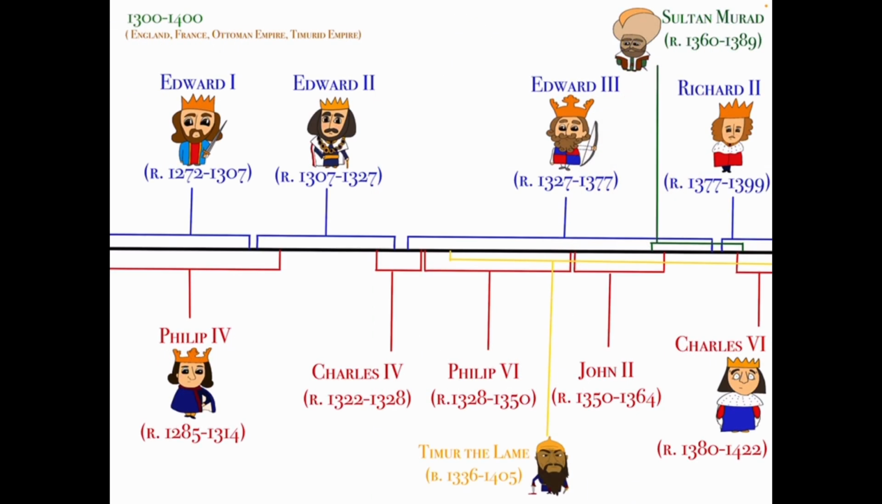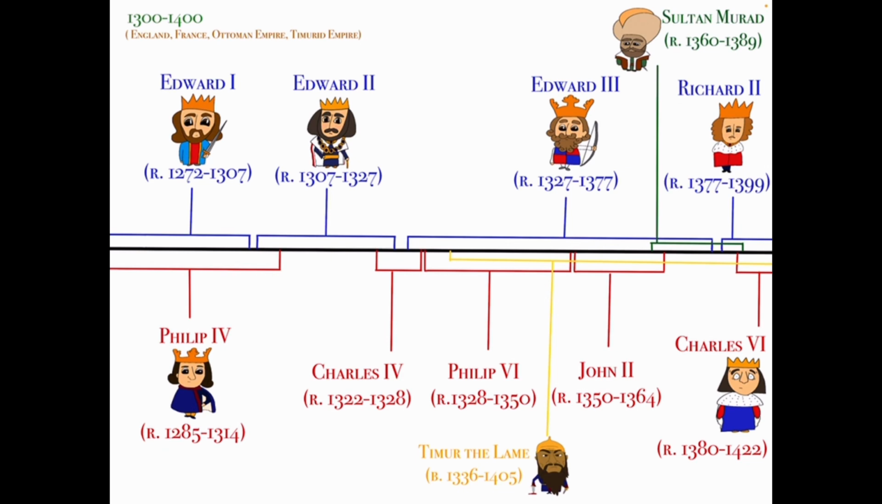Now we're going to start talking about the rulers of France. Unlike the rulers of England, we're not going to go over all the rulers of this century. That's because there were 9 different kings that ruled in France during the 14th century. Some of them lived less than a year. So we're only going to go over the 5 major kings of the 14th century for France.